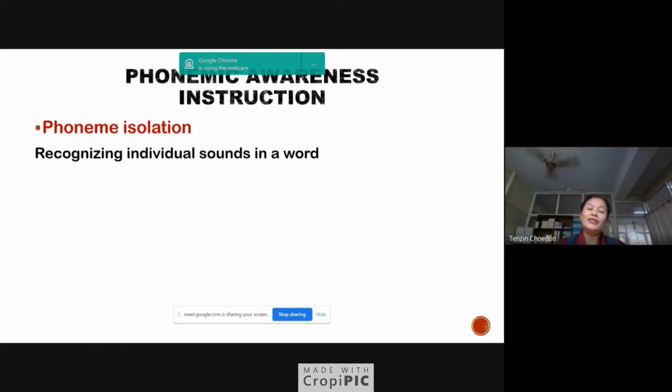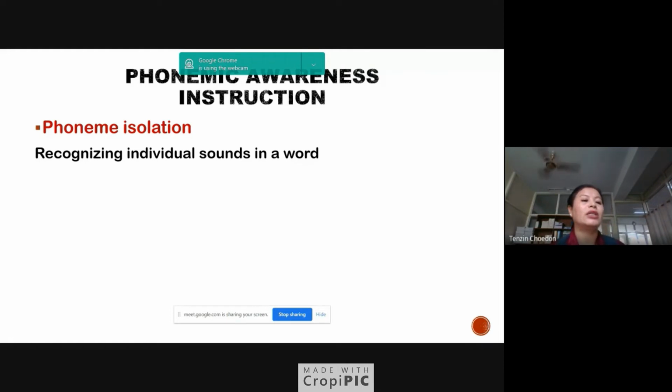So phoneme isolation is recognizing individual sounds in a word. Whatever we are discussing right now, you can see in print, isn't it? But when you take a class on phonemic awareness, most of the activities would be oral, auditory. You will speak the word and make your children identify or isolate the phoneme. Clear? And for that, children need to be taught the alphabet, and the sounds each letter produces. We will come to that later.